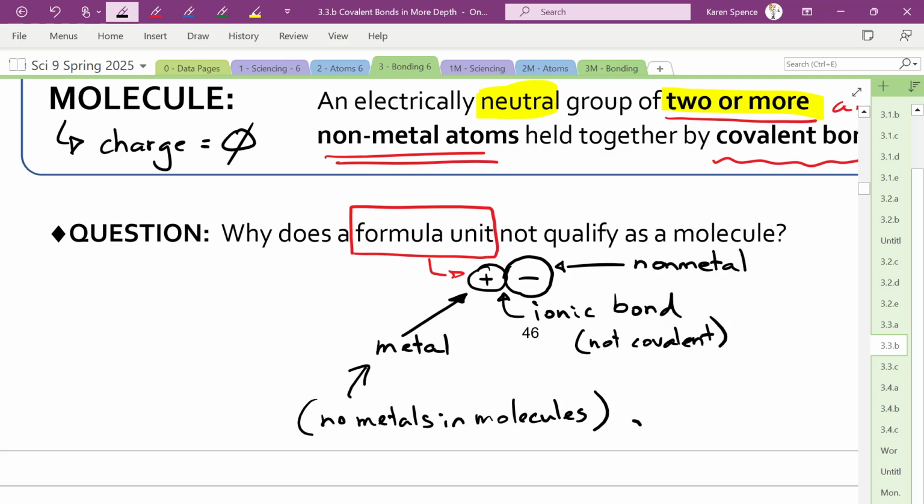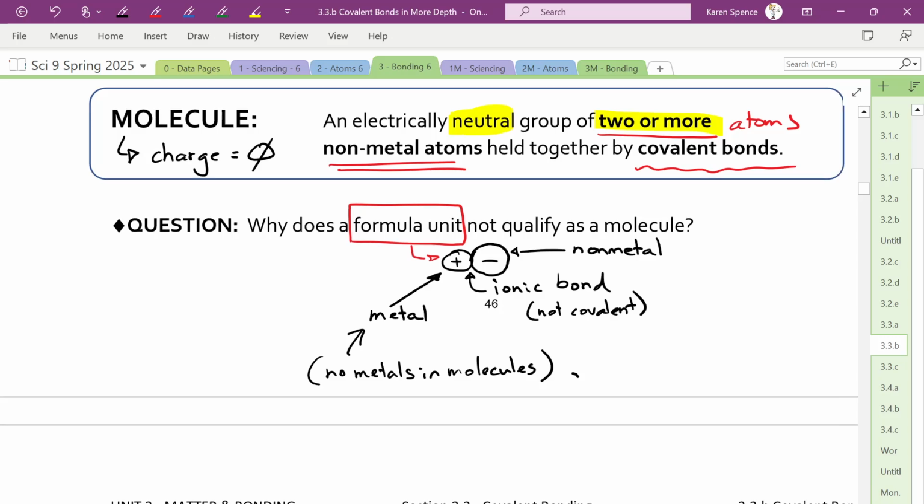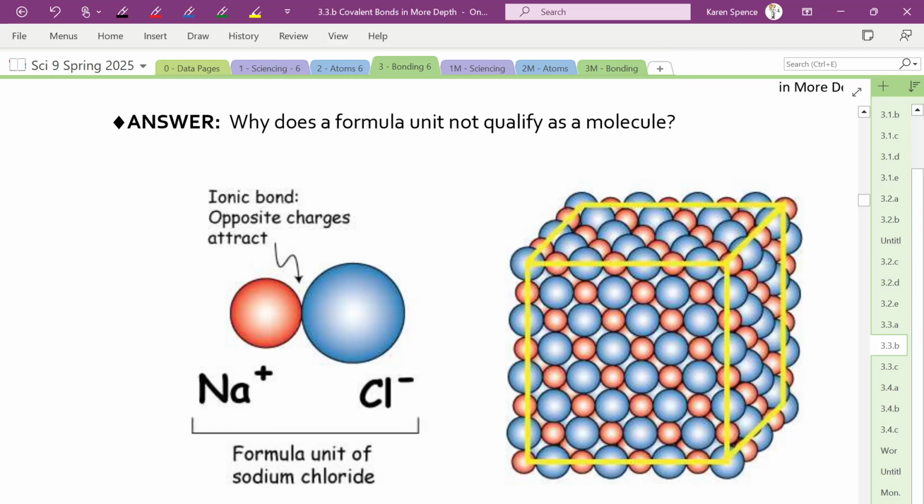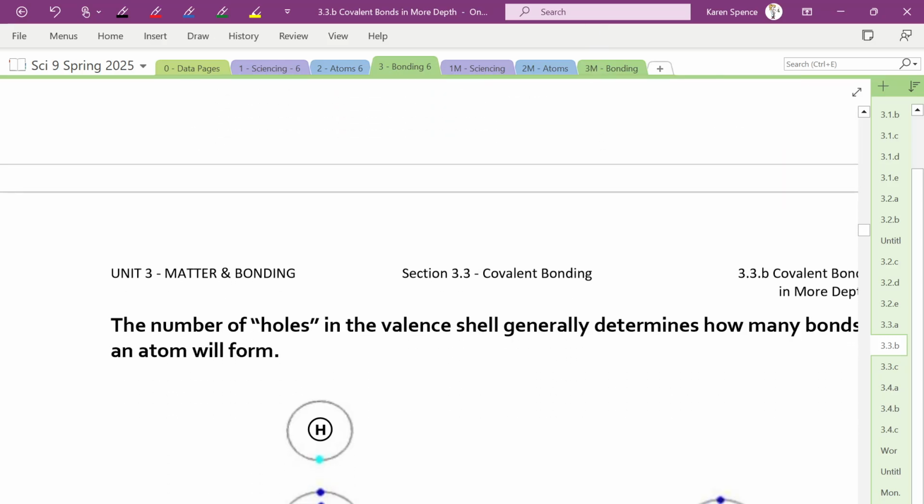Okay? All right. And also, a formula unit is made of ions, not atoms. Molecules are made of atoms. Do you know what I mean when I write MC? MC means molecule. Okay? This basically just walks you through what we just talked about, so I'm not going to read through it. Okay?